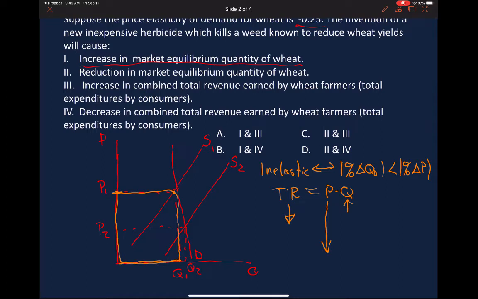And after the price drops, you can see there's a new rectangle that represents total revenue. So this is the rectangle made up by price 2 times quantity 2, or in other words, total revenue 2 is the area of that rectangle, and you can see the area is smaller. And so there's going to be a decrease in combined total revenue earned by wheat farmers. And so the correct answer is B.